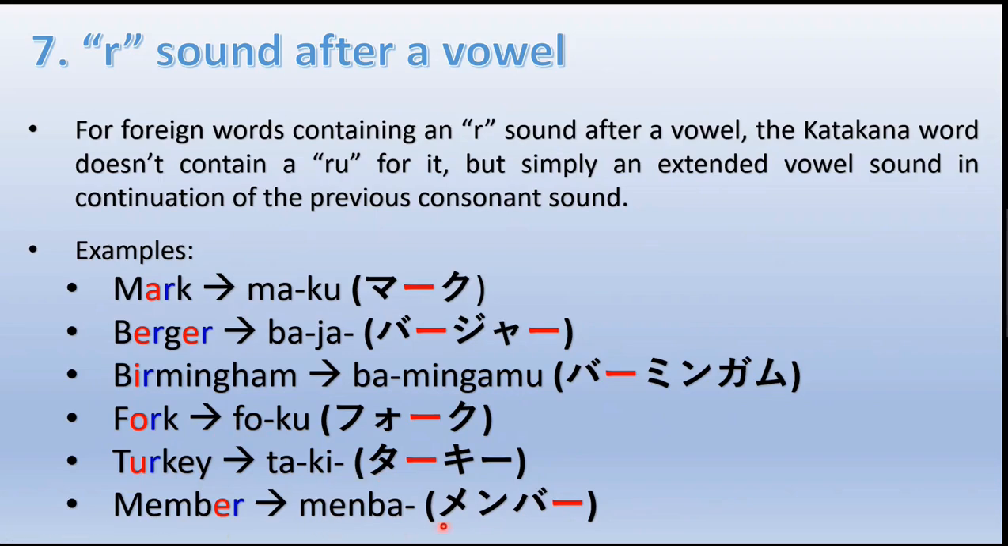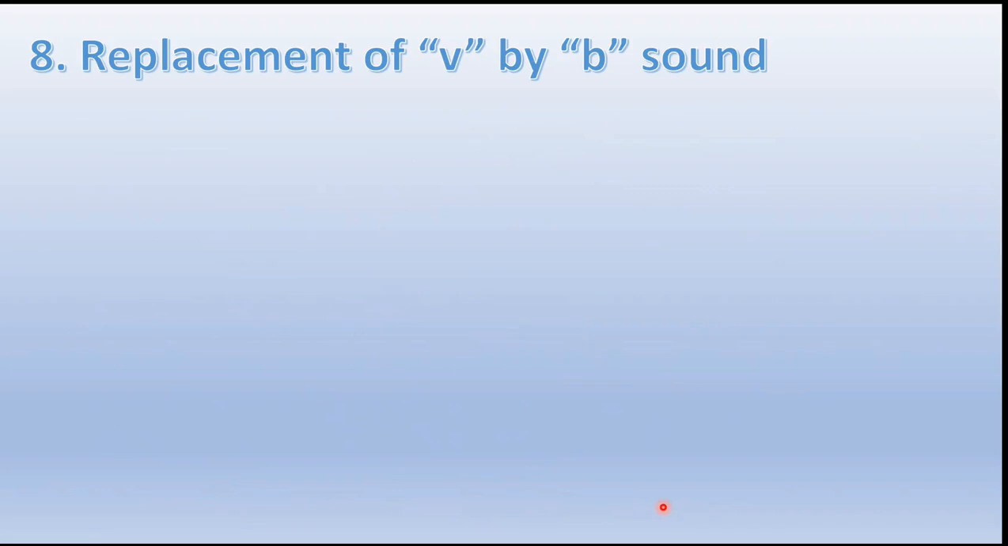Member becomes Memba. This is another good example where at the end we have ER. E is followed by this R sound, so R will not be written. It is Memba. This is a very, very important rule, and you will find this kind of application in most of the words, especially in the English words.